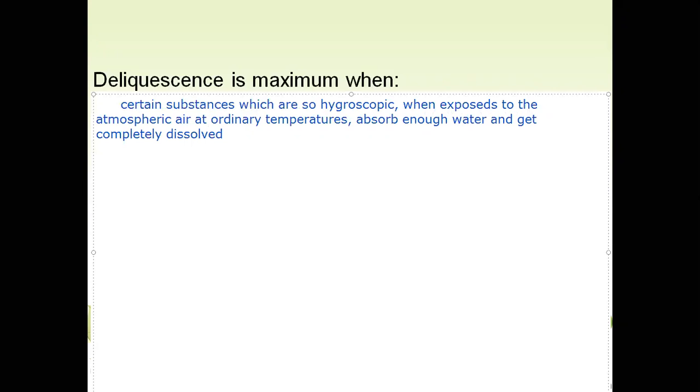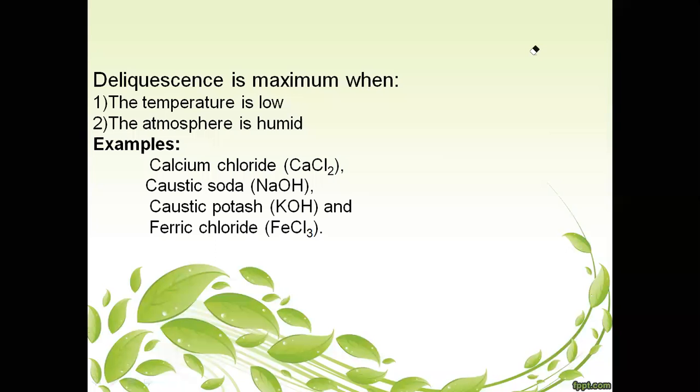For example, sodium hydroxide. When sodium hydroxide is put in air, it absorbs moisture and its physical state changes from solid to liquid. So this is the deliquescence property. Deliquescence is maximum when the temperature is low and the atmosphere is humid. Humid means moisture.